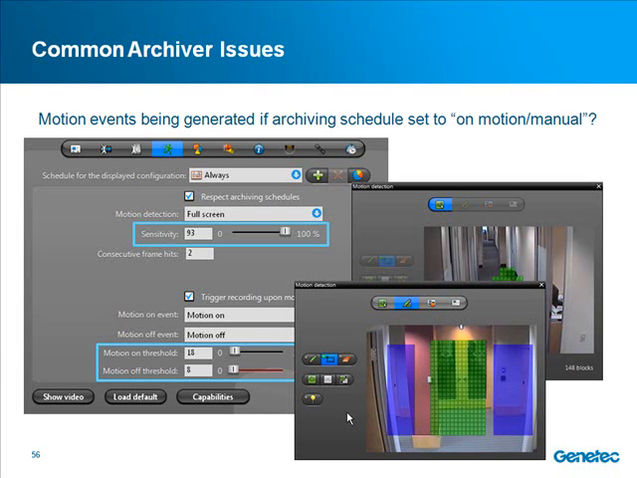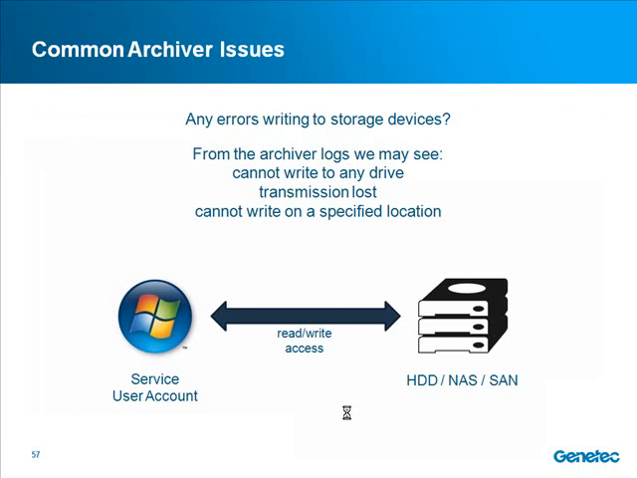If you've checked the motion events and settings and they look fine, or if the camera is supposed to be recording continuously, we need to see if we're getting any errors writing to the storage devices. Now, these may show up in the archiver logs as cannot write to any drive, transmission lost, cannot write on a specified location, or other similar events. If we're seeing any of these events, take a look at your storage devices and make sure they're fully accessible by Windows using the account the services are logging in as, and also that they have the proper permission to read and write to those drives.